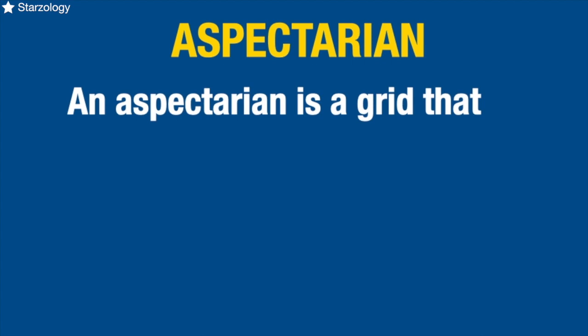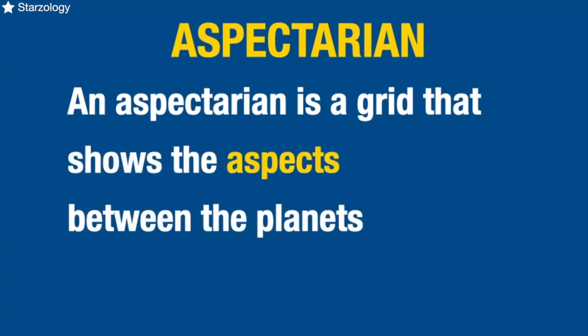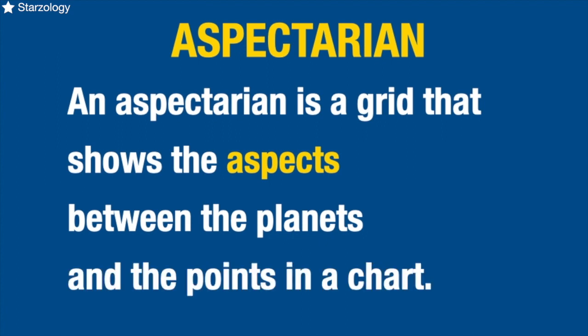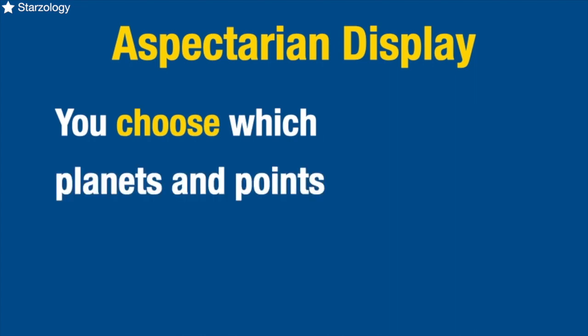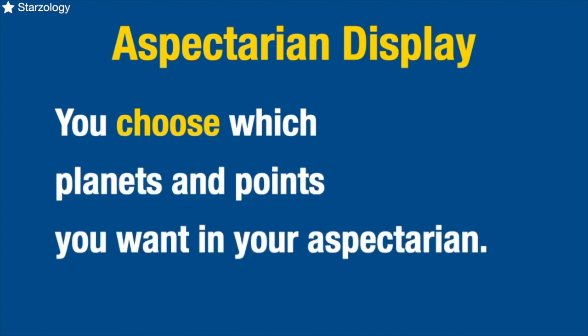An aspectarian is a grid that shows the aspects between the planets and the points in your chart. Now, the aspectarian will display what you choose. You can choose which planets and points you want in your aspectarian, and it's up to you what details you put in. Sometimes you might not want to put in the nodes or Chiron, and you would choose not to display them.